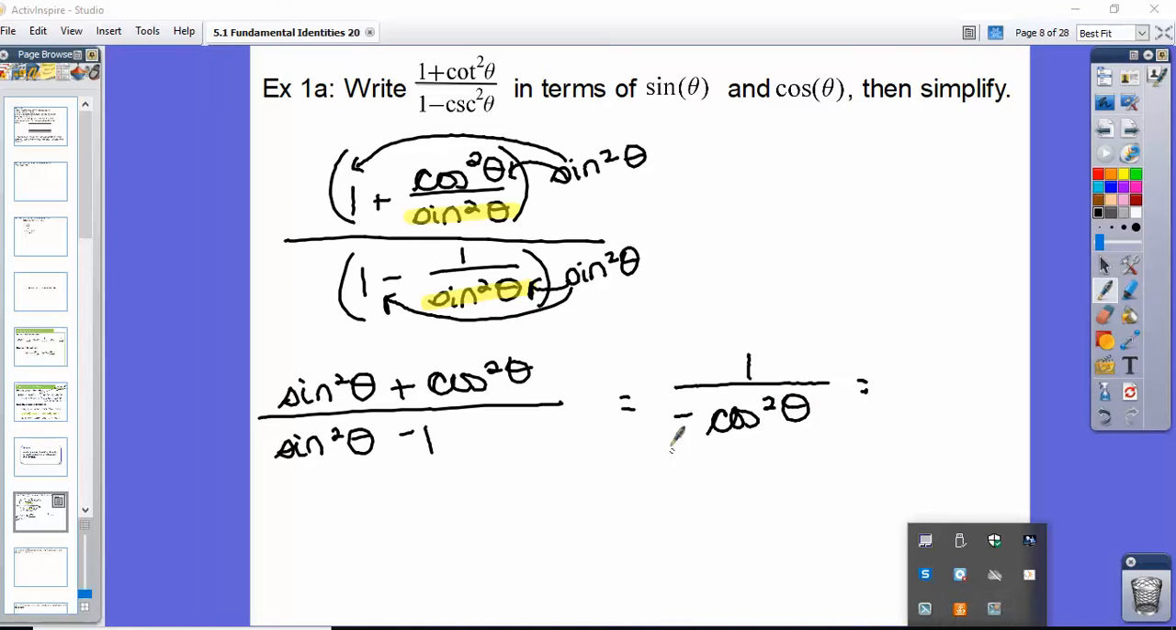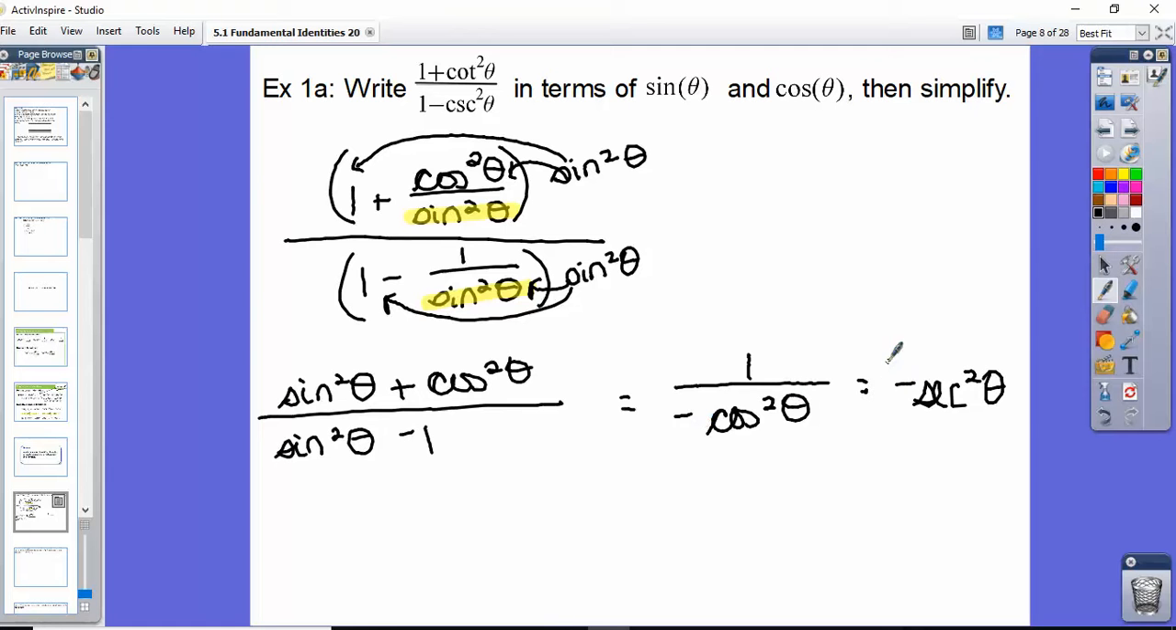Alright, so we know 1 over cosine, the reciprocal of cosine, is secant. Because it's squared, that's secant squared theta, and you have a negative in front. So my final answer, this thing simplifies into negative secant squared theta. So we're just trying to take a complicated looking expression and use our trig functions as well as algebra to simplify it into something nicer.